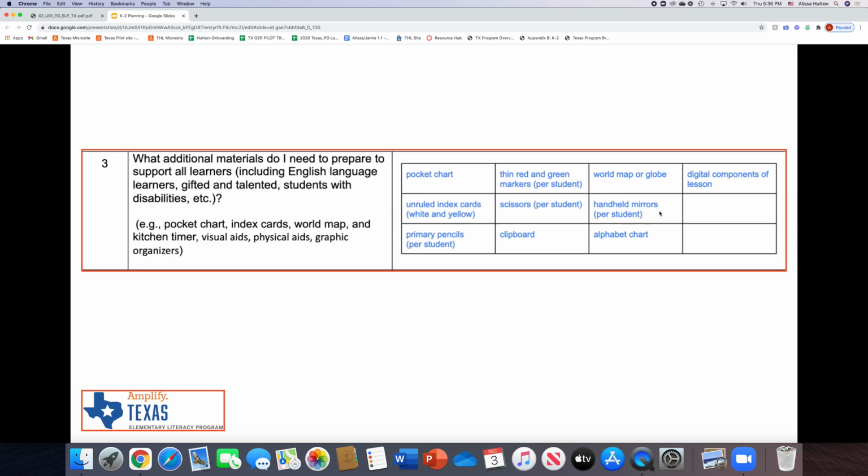I know how helpful it is for my students to have handheld mirrors as they are making the sound so they can see what their mouth does with the sound, especially for my students who have dyslexia. That's a great reinforcement as they're making the sounds. I also know how important it is to have an alphabet chart out for those students who need that additional support. So I included both of those materials in my planning template.